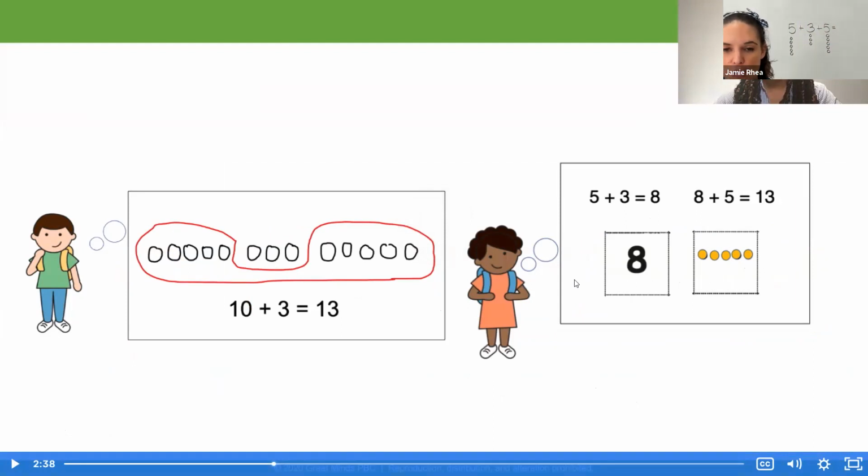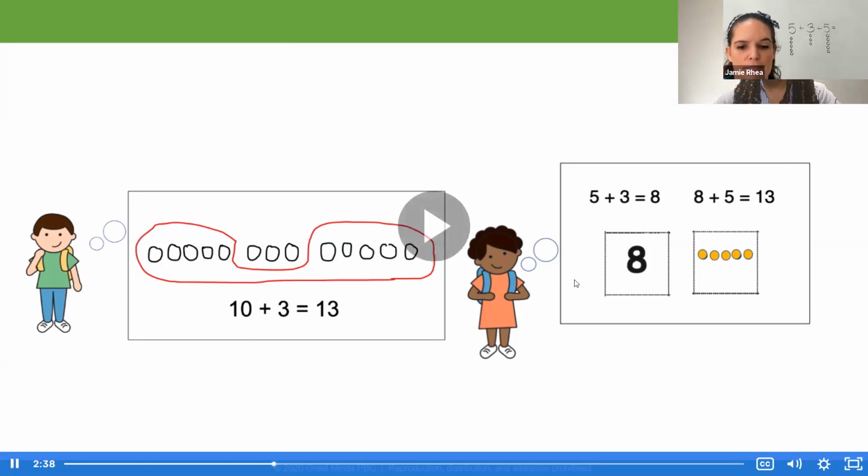So let's think about this. Ivan circled 2 5s and made 10. And he said 10 plus 3 equals 13. And Jada said that 3 and 5 made 8, and then 8 and 5 made 13. They both got the same answer, but they just circled 2 different numbers. Is that okay? Yeah, they still got the same answer.